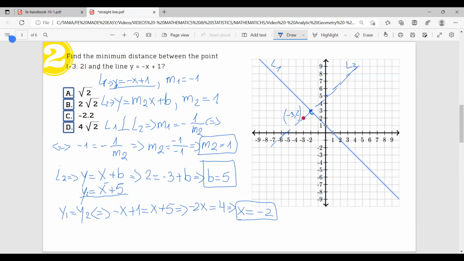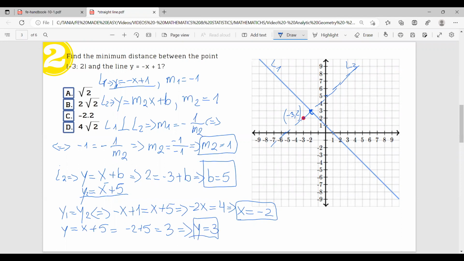So we found that x equals minus 2, and if we go back into any of these equations, we will find y. I'll just go here in line 2, where y is equal to x plus 5, and if we substitute, we'll get minus 2 plus 5. Minus 2 plus 5 equals 3. So this means y equals 3.